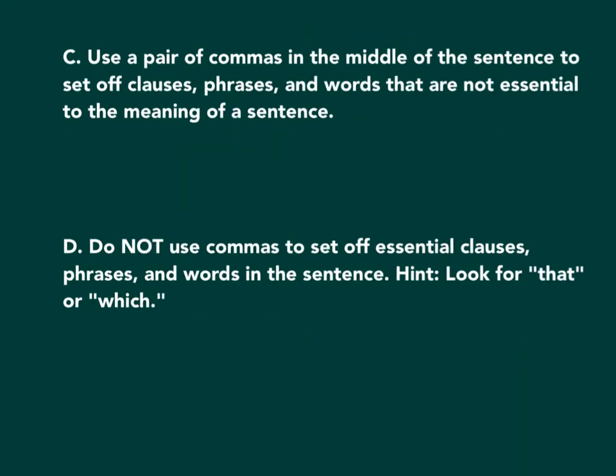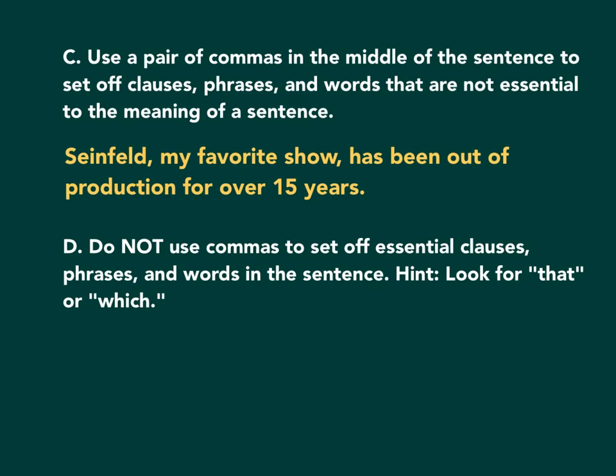The next concept is use a pair of commas in the middle of the sentence to set off clauses, phrases, and words that are not essential to the meaning of a sentence. So these commas tip off the reader, this is extra information. The sentence would be complete and still have meaning without it. Seinfeld, my favorite show, has been out of production for over 15 years. All right, so my favorite show is not essential information. We can take out that group of words and the sentence is still complete. Seinfeld has been out of production for over 15 years. I've only included some extra information that we don't really need. So the commas are necessary there.